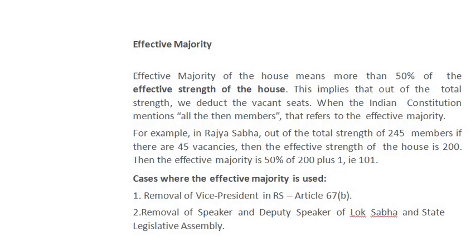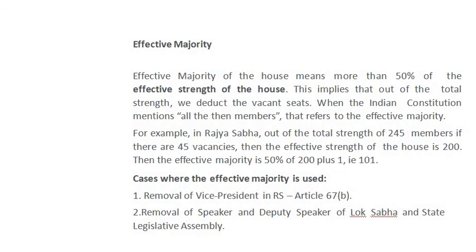Effective majority of the house means 50% of the effective strength of the house, that means the members who are there in that house. I have also given an example here. The total strength of the Rajya Sabha is 245 members, but there are 45 vacancies. Then the effective strength of the house is 200. So half of that is 100 plus 1, which is the effective majority.